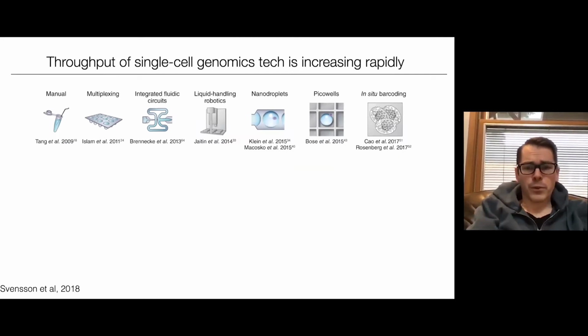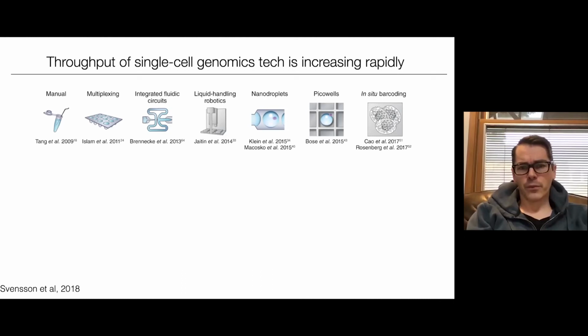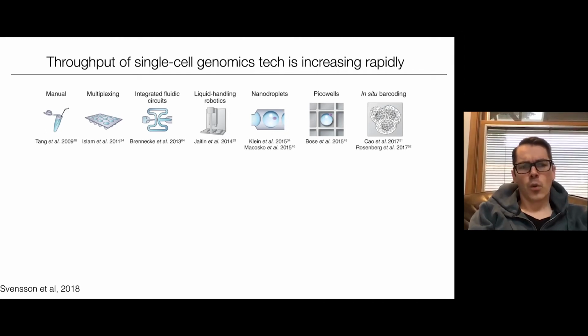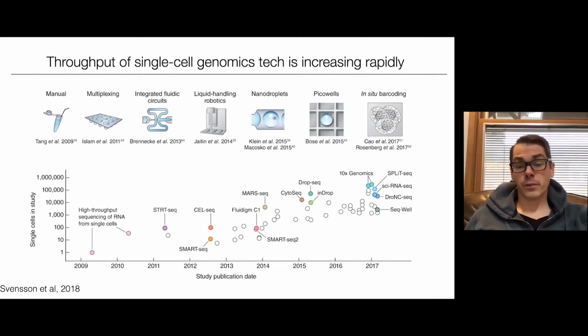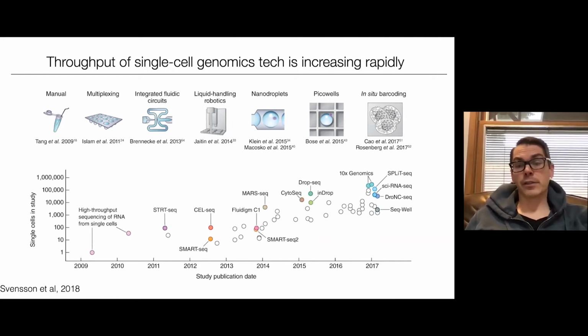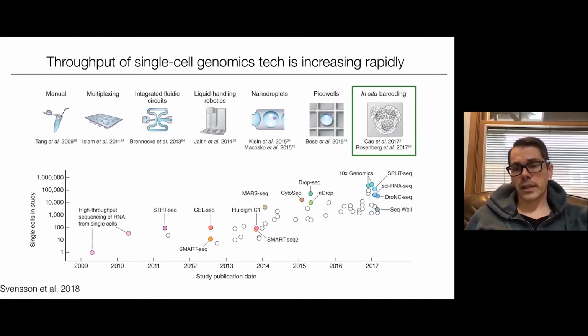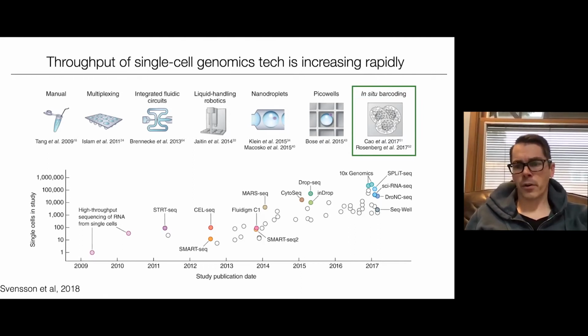So if you're into this field, you've probably seen this figure from a perspective written by Valentine Svensson a couple years ago, where you can see that just by different ways of doing single cell genomics, we have, as a community, gone from being able to look at a few hundred cells in a given experiment to looking at hundreds of thousands of cells or even millions of cells in a single experiment. And my lab, actually, even though we started out as all dry, something like 75% of my lab is now involved in experimental tech dev. So we, together with Jay Shendure's lab, have been heavily focused on this latter category called in situ barcoding over the last couple of years.